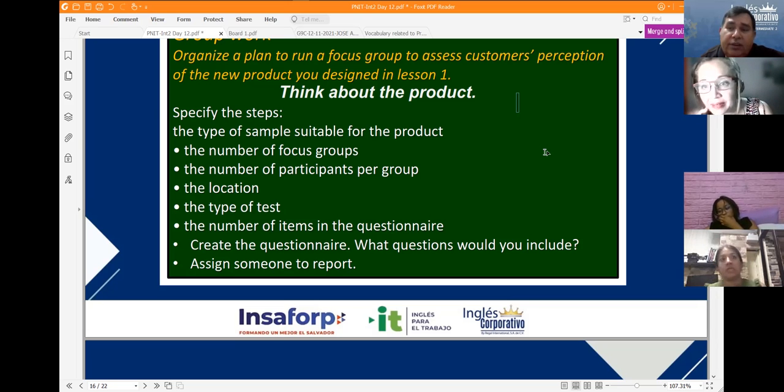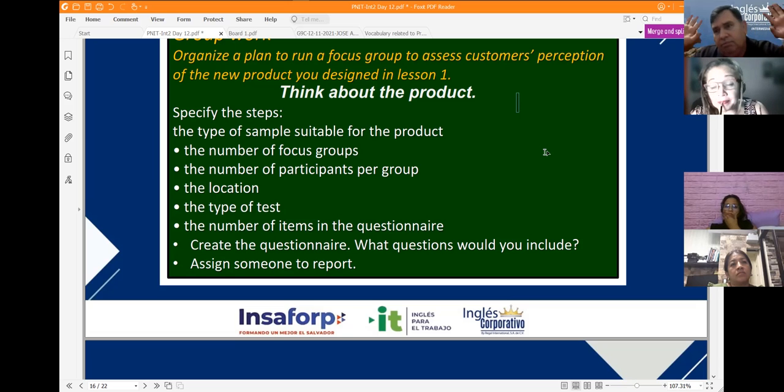The best suggestion is between 6 and 10. Six and ten per group. A maximum of 5 groups. It depends now.